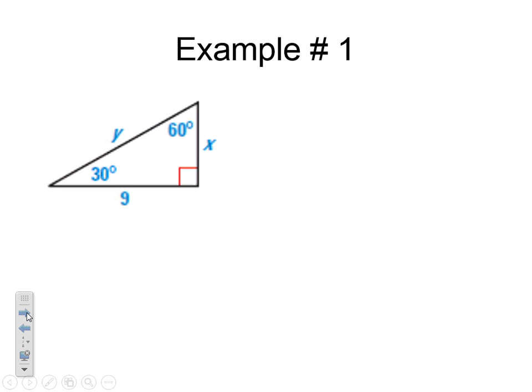Example number 1, we have a 30, 60, 90 triangle. Okay, so I'm going to go around and I'm going to label all of my sides. Across from the 30 where the X is, this is my short leg. Now across from the 60, that's my long leg. And across from the right angle is always my hypotenuse. Now we have to find both of these. We have to find X and Y.